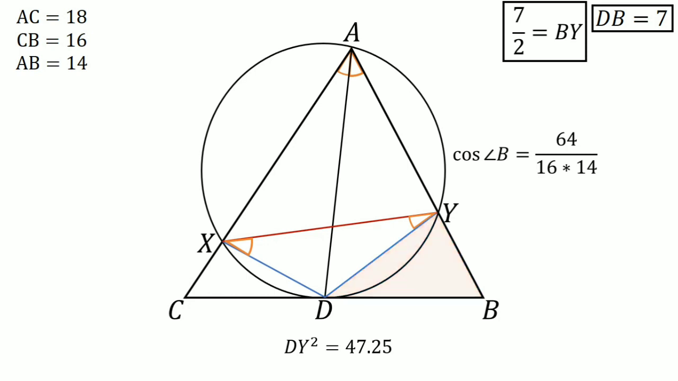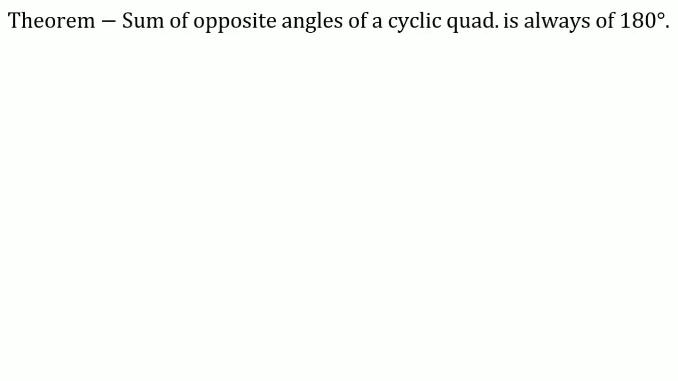Now considering this triangle DXY, we know that these two angles are equal, so we can say DX squared is also equal to DY squared. Now we need to learn again a theorem, which is: the sum of opposite angles of a cyclic quadrilateral is always 180 degrees.